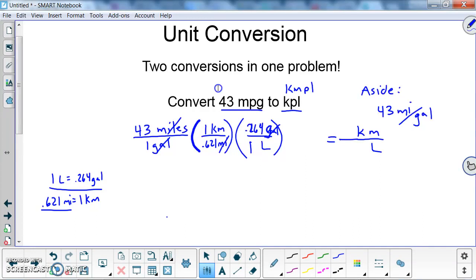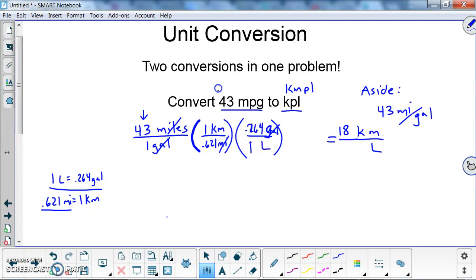I'm going to take that number, and I'm going to divide it by 0.621, which is the only non-1 number in the denominator. And I'm going to get a number that is 18.28, or I'm going to round it to 18 kilometers per liter, because I started off with two significant digits over here.